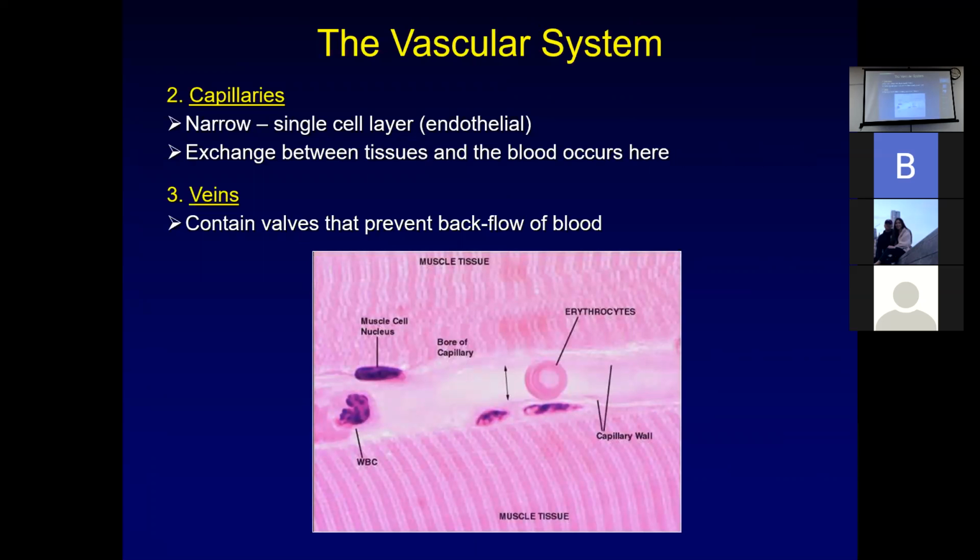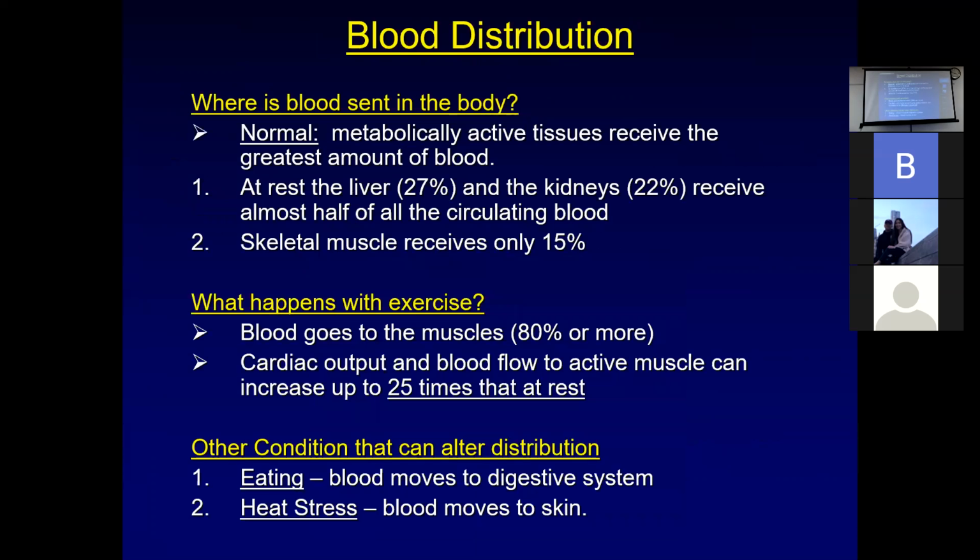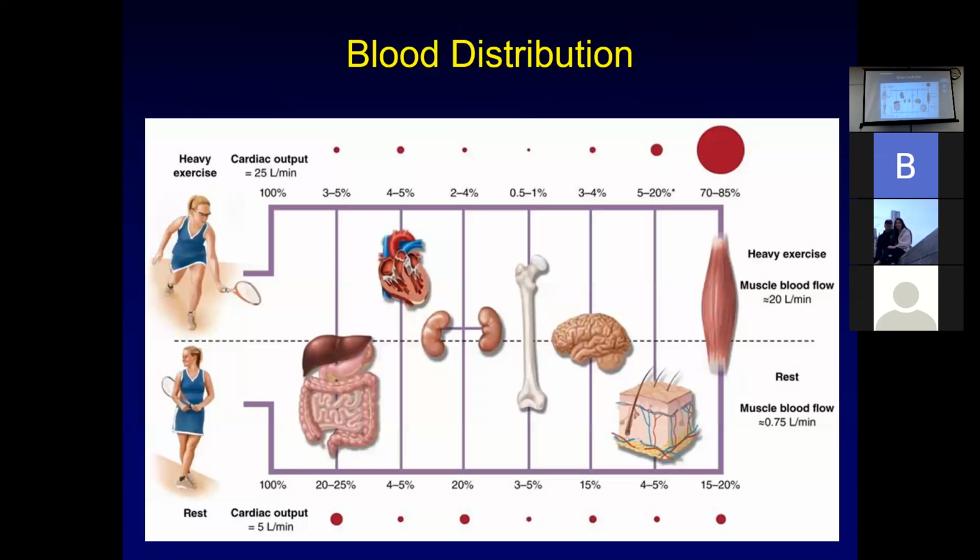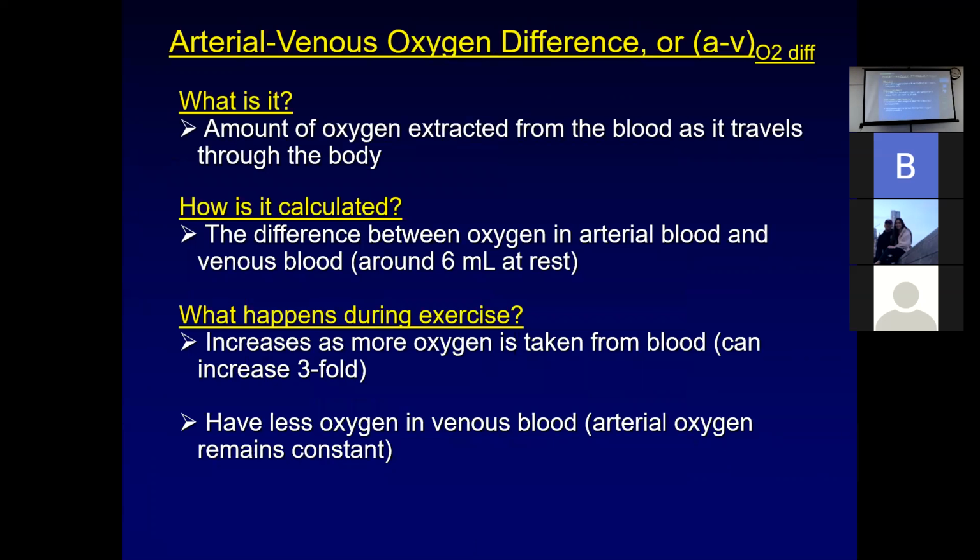Capillaries and veins, those are pretty self-explanatory, but they're not nearly as fun. We talked about this a little bit. Blood mostly goes to the liver and the kidneys right now. You're cleaning and processing the blood in the liver, and you're making urine in the kidneys. We'll talk about what happens during exercise. Those things are pretty straightforward. This is just kind of a cartoon showing all of that. Okay.